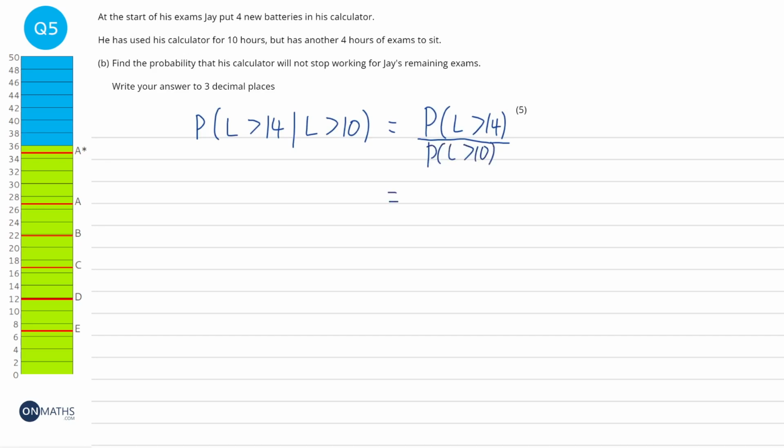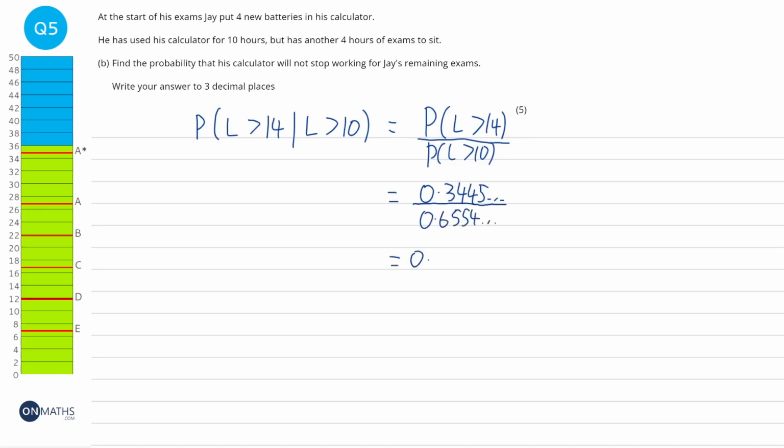Okay, so we're going to use the same process as part A on the calculator. I'm not going to show it, but if you're not quite sure, just have a look at the answer to part A. And I'm not going to round them yet. I'm just going to store them in the calculator.